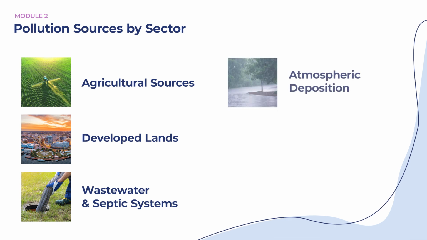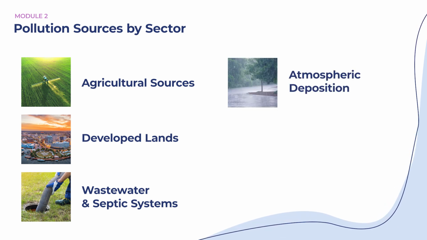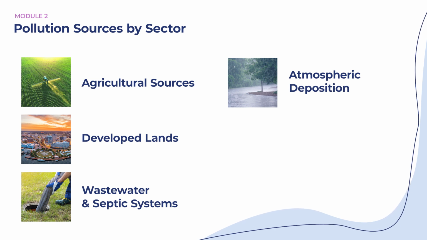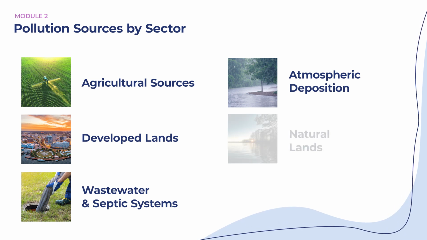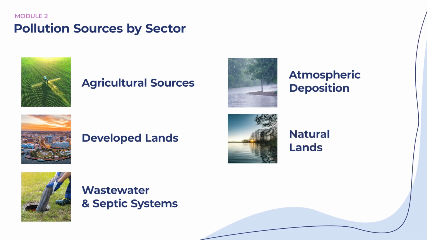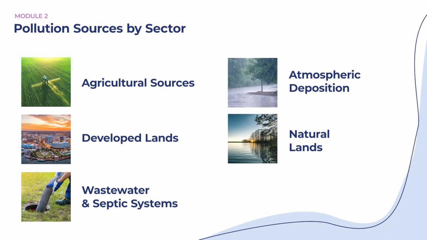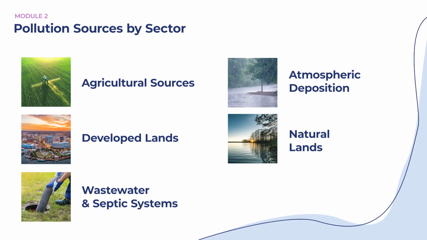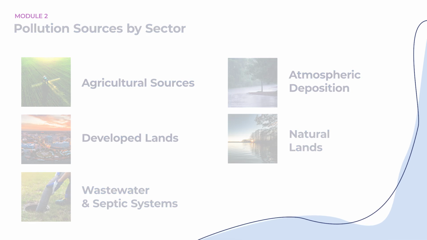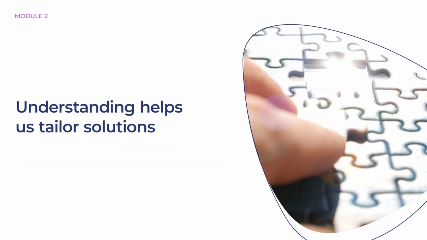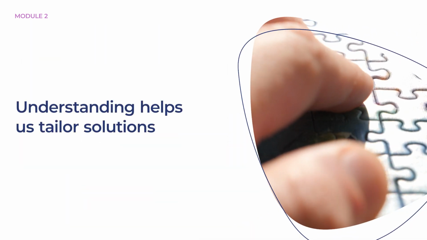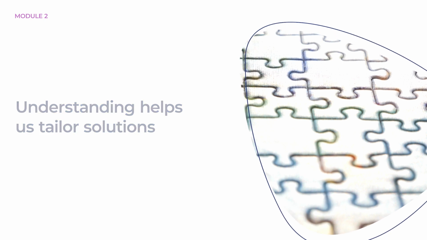And precipitation causes airborne pollutants to fall to the ground in a process called atmospheric deposition, and is yet another source of pollutants on the landscape and bay. Finally, our natural lands like forests, meadows, and wetlands are actually considered a sink for many pollutants, or landscapes where nutrients are used for plant and animal growth. Understanding these categories helps us tailor solutions to address excess nutrients or pollutants across sectors.